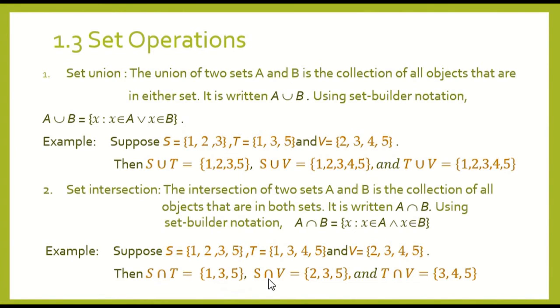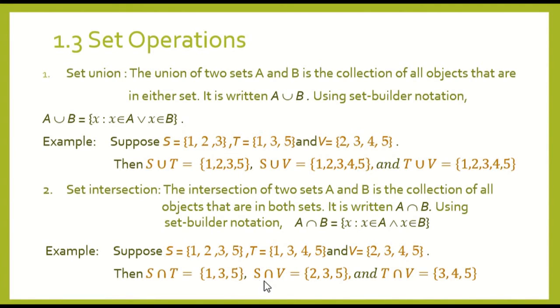Next, we have S intersection V. So, ang S ug V na pod ang atoang pangitaag common elements. So, ang atoang S, 1, 2, 3, 5. Ang atoang V, 2, 3, 4, and 5. So, ang pareho nila nga elements, pareho sila nga naay 2, pareho sila nga naay 3, pareho sila nga naay 5.